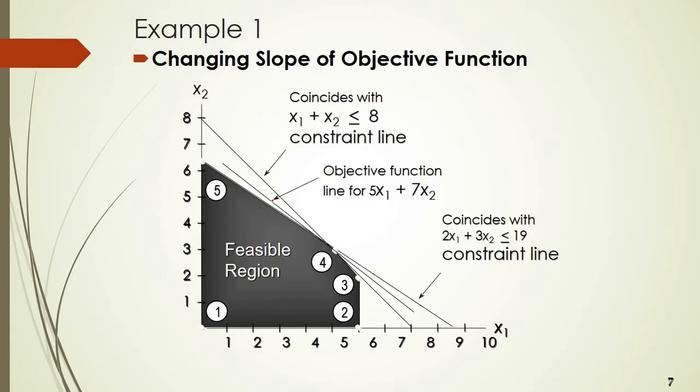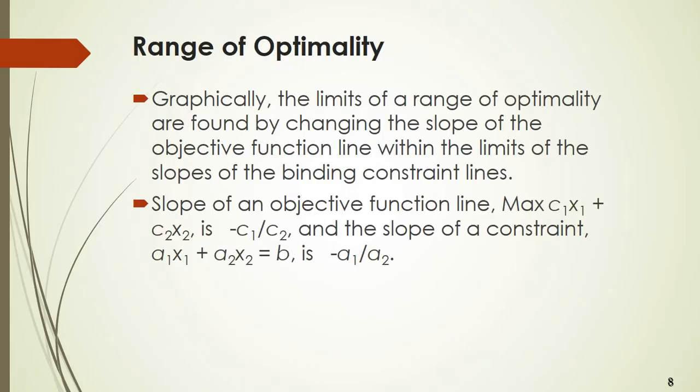We have there the objective function line, that is the line for the 5x sub 1 plus 7x sub 2. The range of optimality. Graphically, the limits of a range of optimality are found by changing the slope of the objective function line within the limits of slopes of the binding constraints line.